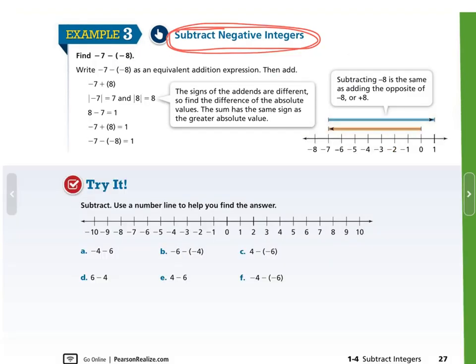Example 3, subtract negative integers. In this example, you'll see that they have taken the subtraction expression and changed it over to an addition expression by adding the opposite of the second integer. Then the rules for addition apply, and you can find the difference between those integers by adding the opposite.